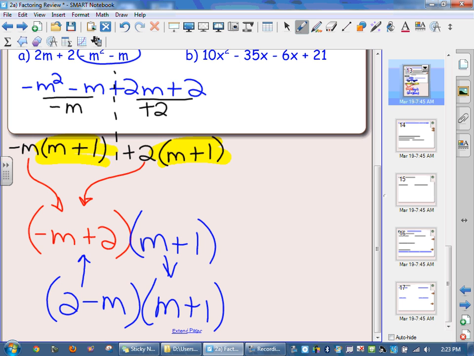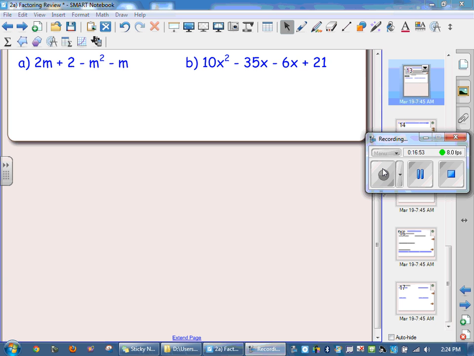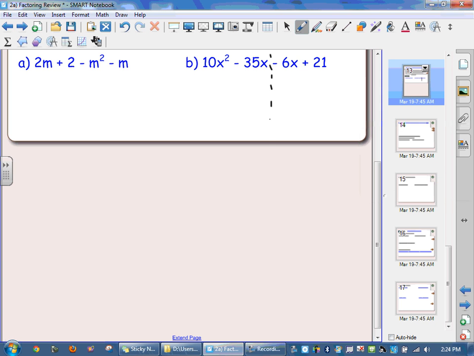When I take a look at B, everything is in descending order already, so I'm just going to draw my dotted line down my middle, and I'm going to start finding a common factor. The first one only has one positive, one negative, so I'm going to take out a positive, and I'm going to divide them both by 5, and they both have an x that can come out. So 5x is the outside of that guy. 10 divided by 5 gives me a 2. I have an x left over. Negative 35 divided by 5 gives me a negative 7.